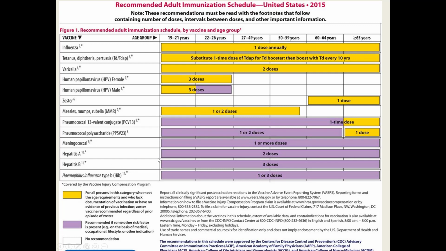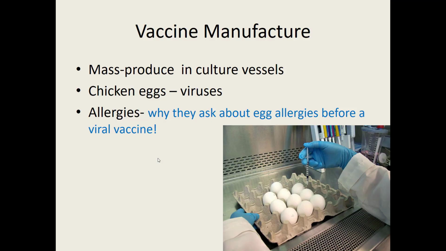So lots and lots of vaccines to keep our immune system up to speed and working as great as it can. Now, the interesting part is where they make most of our vaccines. Yes, they're made in labs, but they're usually mass produced in chicken eggs. Most vaccines are for viruses, although we have bacterial vaccines as well, and we can culture those in bacteria, but most virus vaccines are grown in chicken eggs.